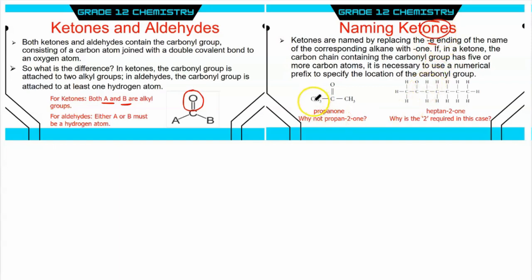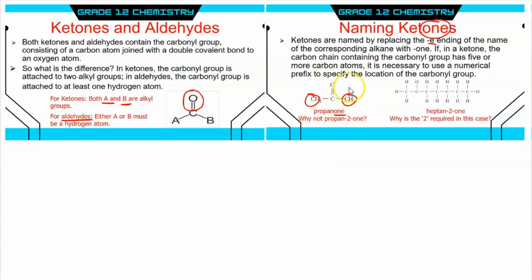For example, here we have propane, but on our middle carbon, we have a double bond to an oxygen. So this is propanone. See how we replace the ending to -one. Now in this case, we don't need to say propan-2-one. Why not? Because if we put the oxygen on either the first carbon or the last carbon, it would no longer be a ketone. It would become an aldehyde. Okay, because it would be at the end of our chain.